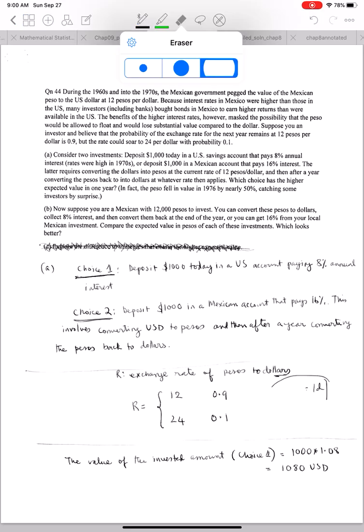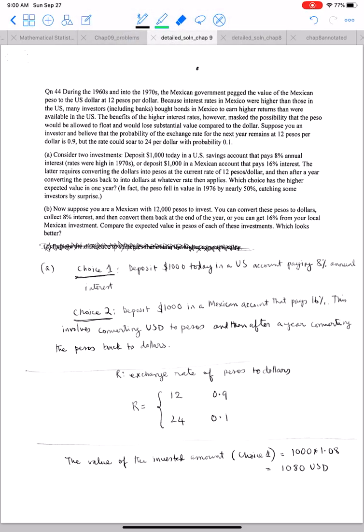In this question, we have to find the expected value. The first thing is, what is the random variable here? The random variable here is the exchange rate from pesos to dollars. The random variable takes two values, 12 or 24, which is 12 pesos per dollar or 24 pesos per dollar, with probabilities 0.9 and 0.1.